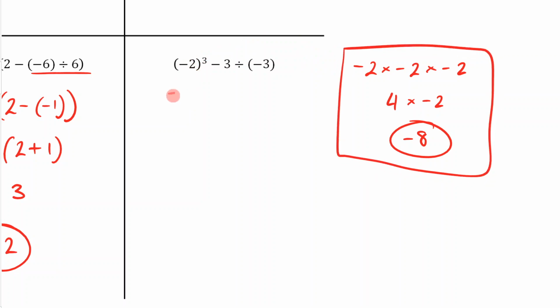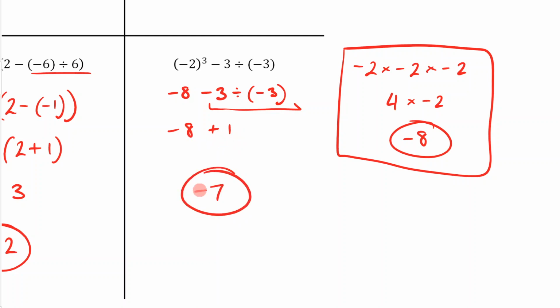Okay, so we know this is going to be -8. This is going to be -3, then divided by -3 like that. Now, what's the next thing we're going to do here? I'm not going to do the subtraction. Rather, I'm going to do this right here, which is going to be -3 divided by -3, which is going to be what? Is going to be +1. So -8 plus 1 is going to be -7. And that's going to be my answer right there.